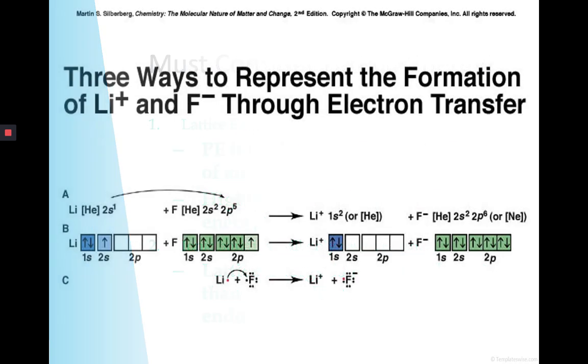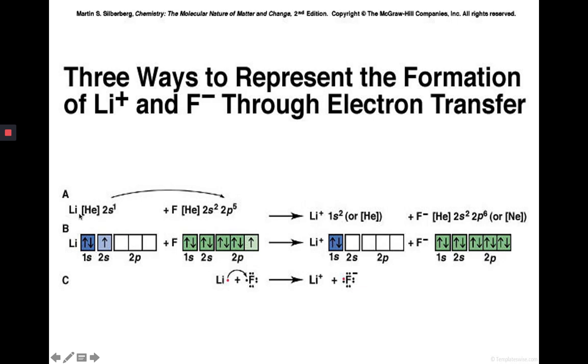Now, we also need to represent the formation of ionic bonds. There are actually three ways. One is through the electron configuration, another is in terms of the orbital diagram, and the other is through Lewis structures, the electron dot structures.